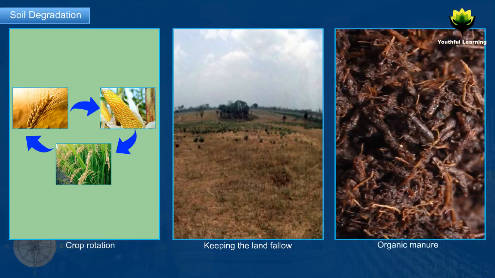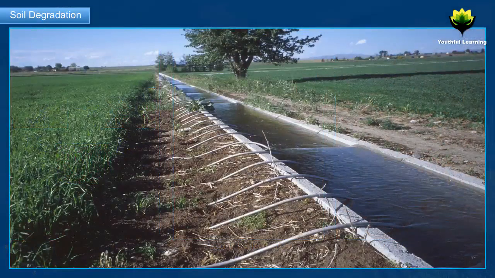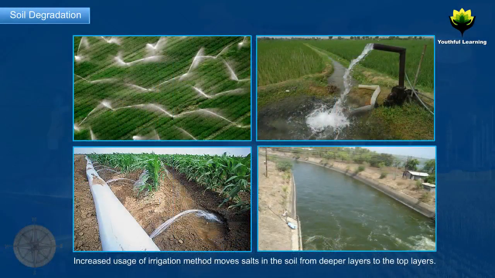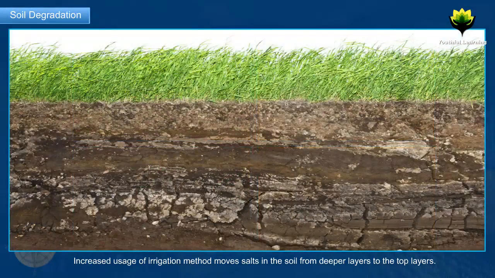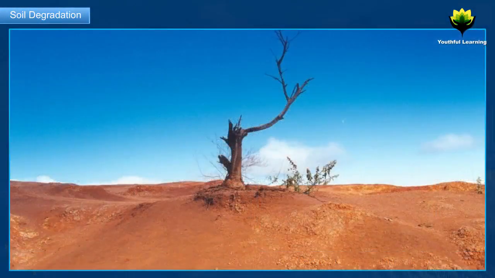In the state, soil degradation is a problem in areas of irrigated farming. Increased usage of irrigation method moves salts in the soil from deeper layers to the top layers. This makes irrigated land unsuitable for cultivation.